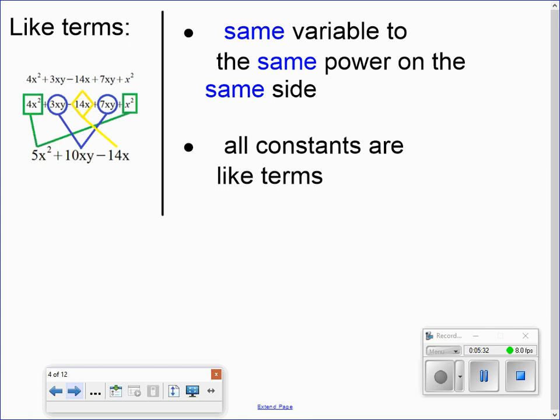And then all constants are going to be considered like terms. Remember, constants are the terms that don't have a variable on them. All of those are going to be considered to be like terms.